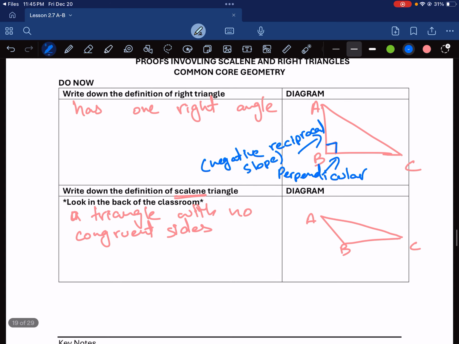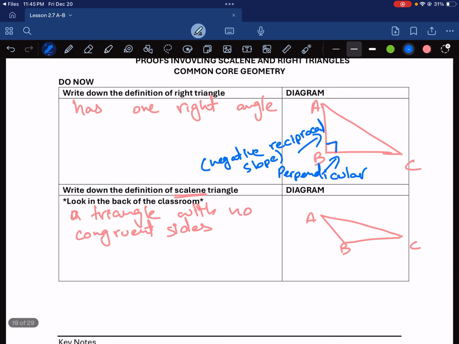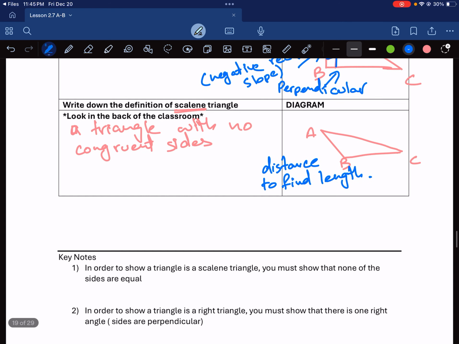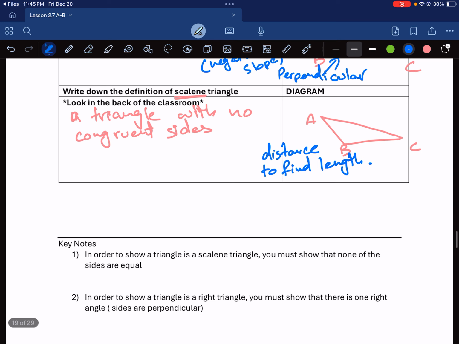Now, if you want to prove that no sides are congruent, that a triangle is a scalene triangle, you must use distance. You can use distance to find length. Basically you have to show that none of the sides have the same length as each other. Okay? I wrote it right here.